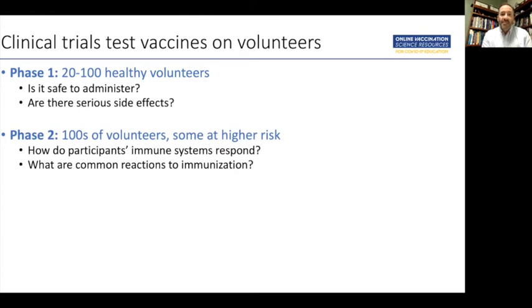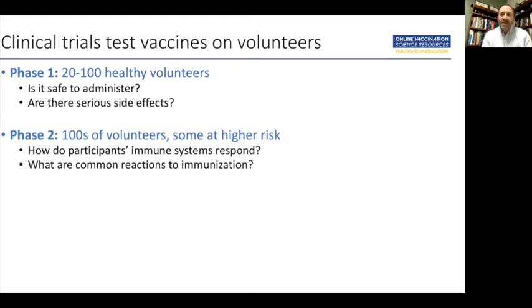slightly larger in scope. It can contain hundreds of volunteers, and some of those volunteers will be people at high risk. Now, in other clinical trials, that might be people who have a condition that the treatment is intended to treat. In the case of vaccination, it's people who would be at high risk of getting infected and getting sick with COVID-19. So that can include the elderly, people who work in healthcare settings, et cetera, people who are at higher risk of contracting it.